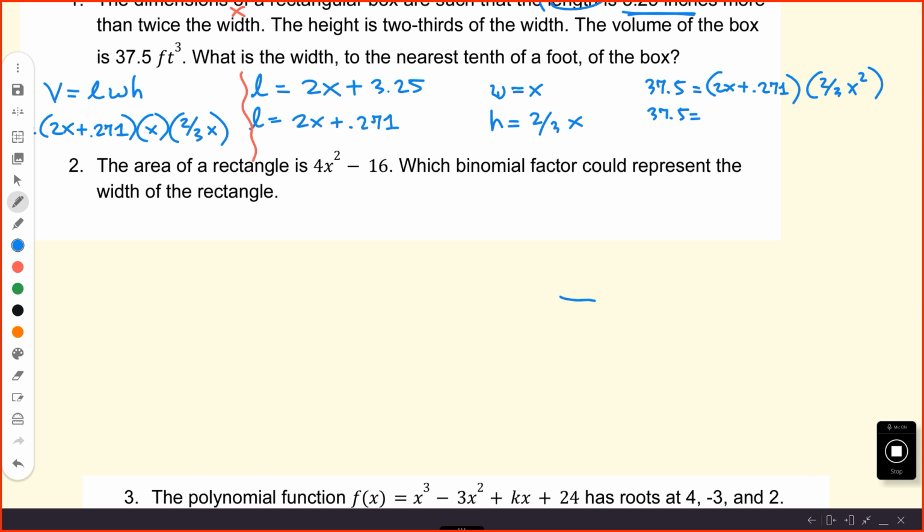2/3 times 2, I can write this as 4/3, right? x to the power of 3, x times x squared. And then you can multiply 2/3 to the entire 0.271, or you can just multiply 2 times 0.271 and then over 3, right? So 2 times 0.271, what is that? That's 0.542, right? All over 3, x squared.